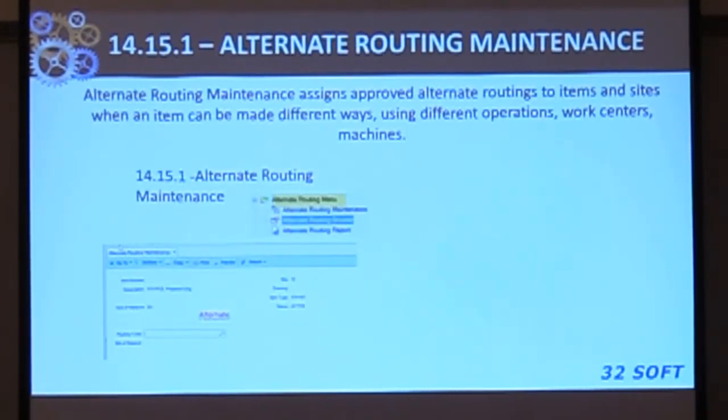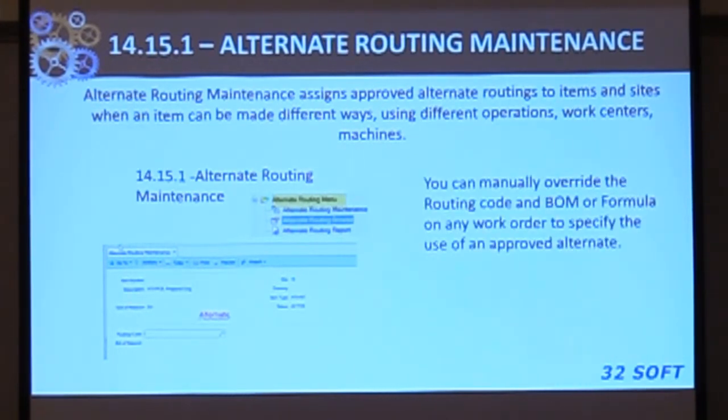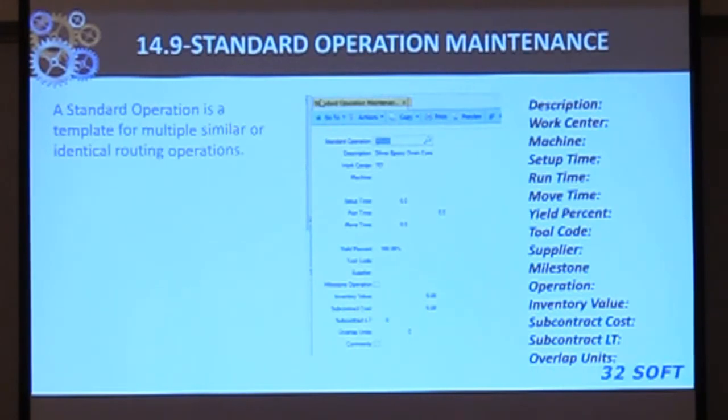14.15.1 is alternate, and this is an alternate routing method that you can define a routing for items and or sites where an item can be made in different ways, using different operations, work centers, machines, etc. So you have to define the alternate before you assign that alternate to a regular part number so that when you go into 16.1, you can tell it to use this alternate router for a work order that's going to be produced. You can manually override that in the work order.